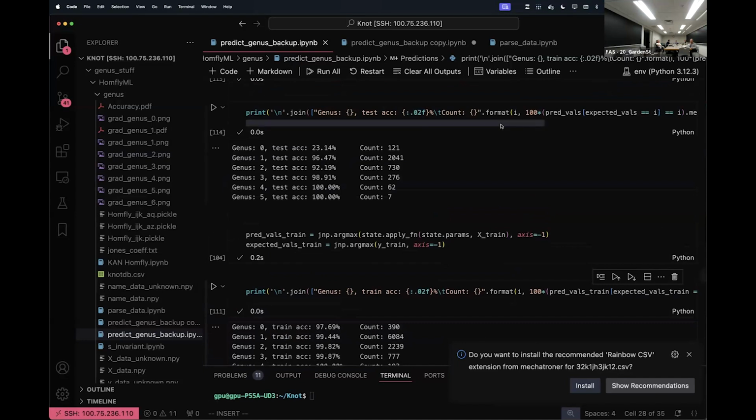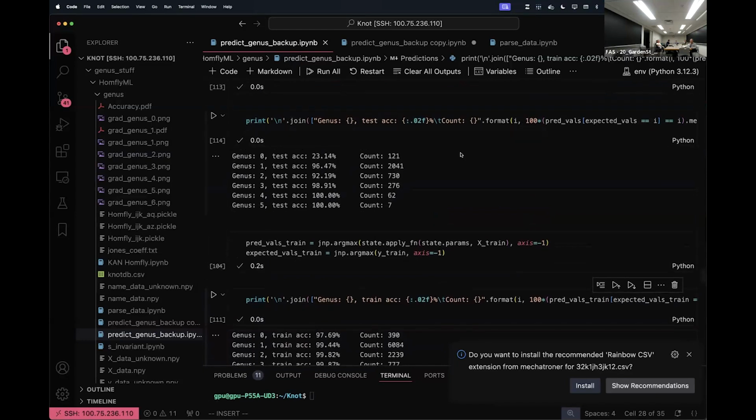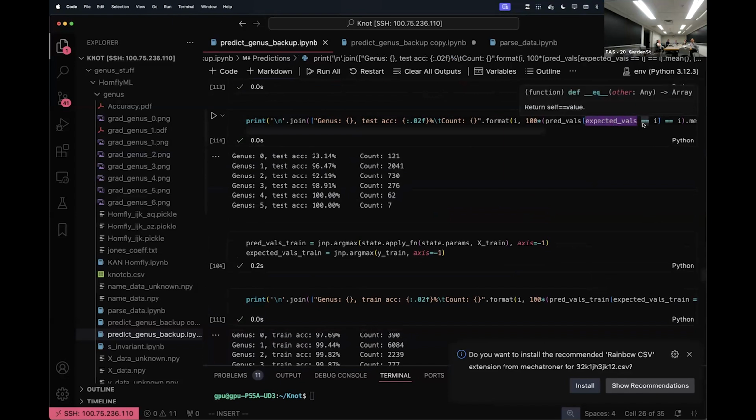What's happening? Yeah, so essentially what I just did is the following. I'm binning the predictions based on the genus and then just averaging in that class, so how accurate it is for predicting this class. In this case, this is split according to the genus, so how accurate it is for predicting genus 0. I'm checking all the expected values being equal to genus 0 and checking if it actually predicts them correctly.